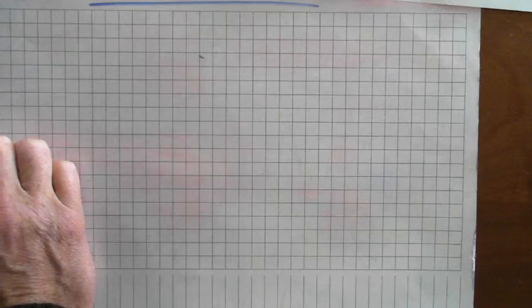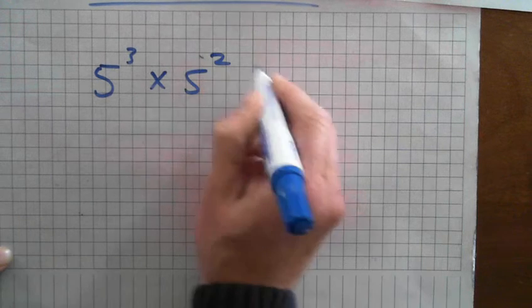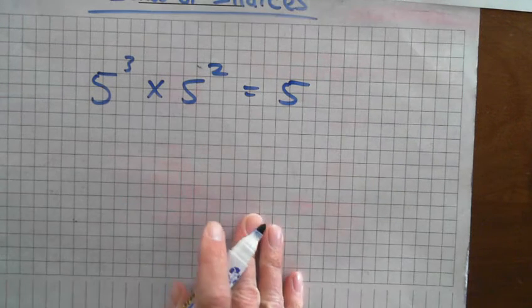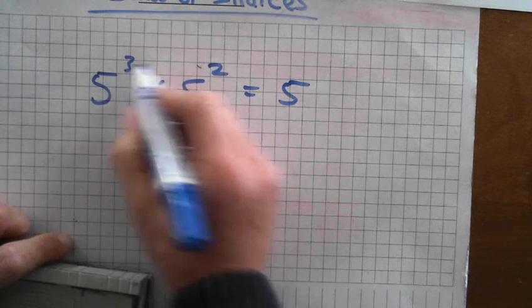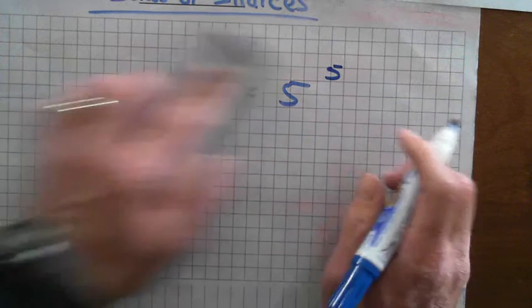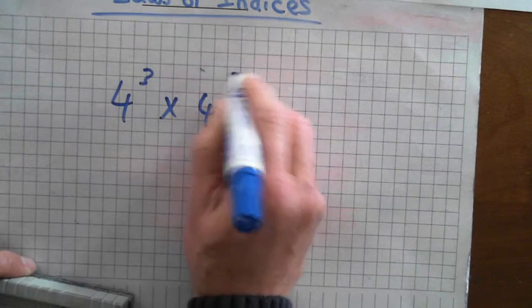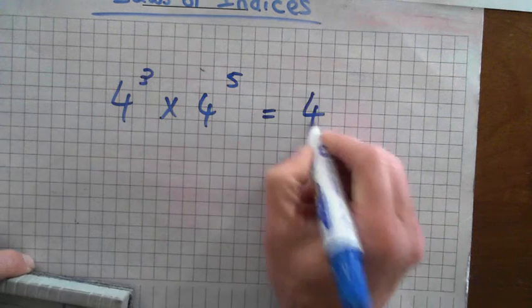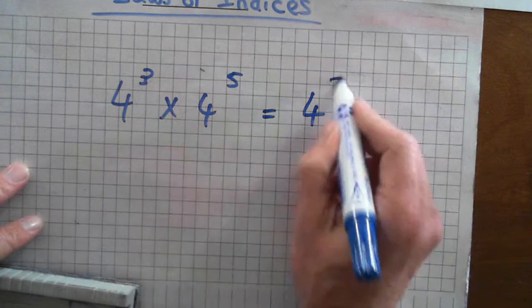Alright, a couple of examples. A simple one. 5 to the 3 times 5 to the 2 is equal to 5 to the 5. Add 3 and 2, you get 5. That's law number 1. Alright, another one. 4 to the 3 times 4 to the 5. The base number stays the same. 4 to the 8.